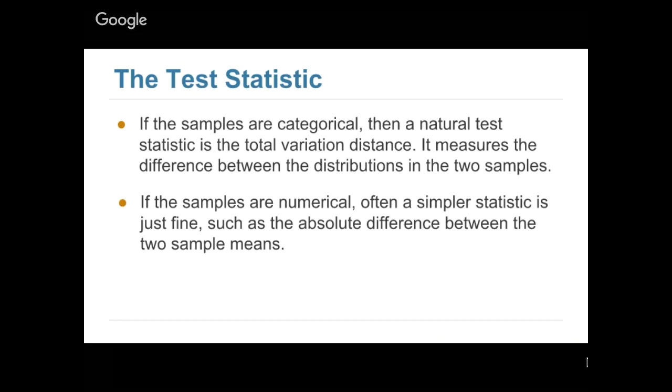So that's categorical data. Instead of using the difference in means, we use a TVD. But all in all, choosing a test statistic is pretty much the same as what we've done before. We just look at our data and choose a test statistic that makes sense given our data.